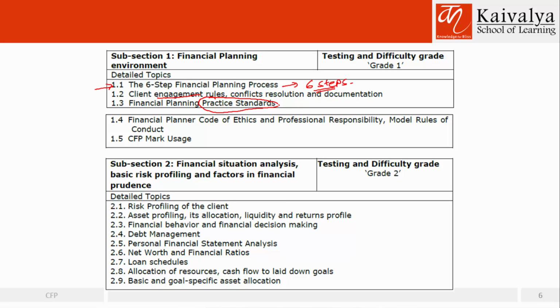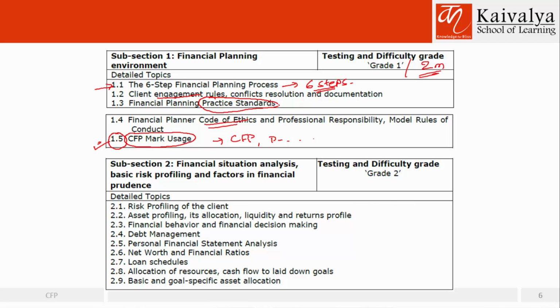Apart from that, it is code of ethics. It is also well known to us, and this is also something very interesting. We have been reading this particular thing from our basic modules. They are asking how to use CFP marks, or simply what can be the suffix, like when we say CFP, what do you write, practitioner or professional, likewise such kind of things are there. And if it is coming for 2 marks or 3 marks, simply you cannot afford to skip it. Okay, so this is the first part, and grade 1 as I said means 2 marks.